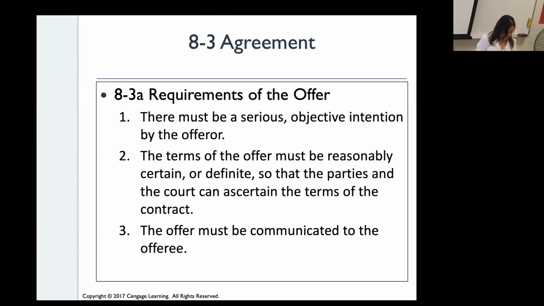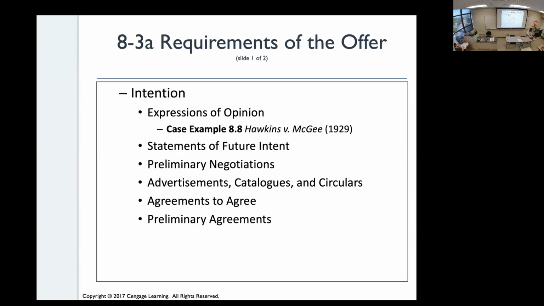And the offer must be communicated to the offeree, obviously, right? If I offer something to somebody, I have to communicate that. That's kind of a no-brainer. That's part of agreement. So an offer has to be made, and there has to be intention, not just an expression of opinion. Okay, I'm not going to skip that. A statement of future intent.